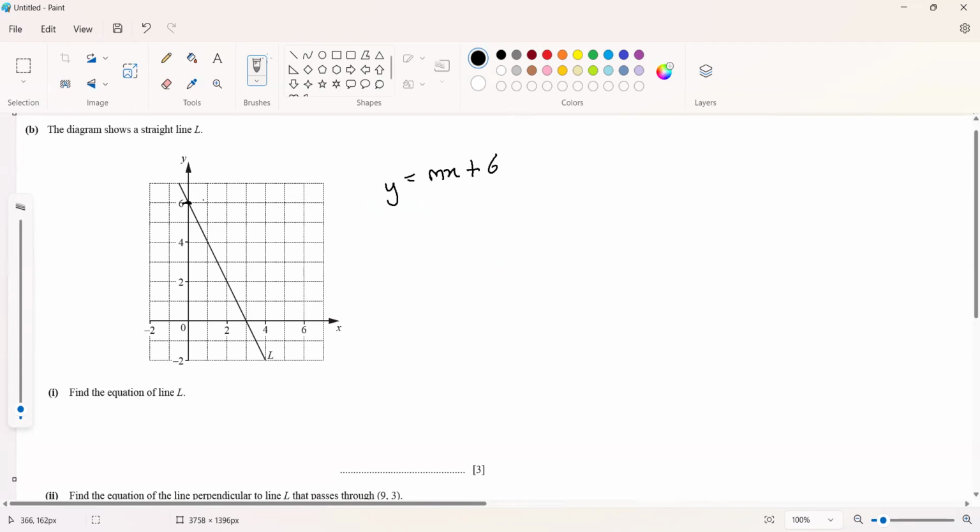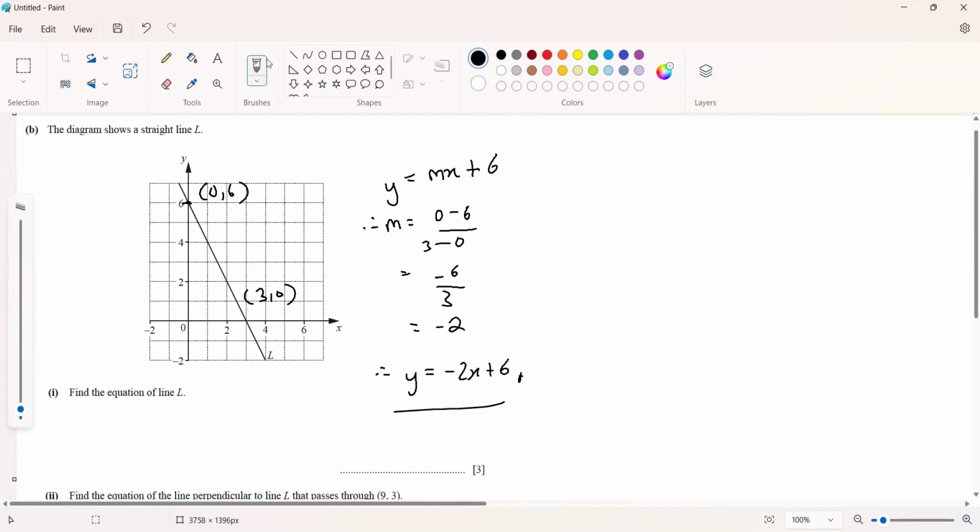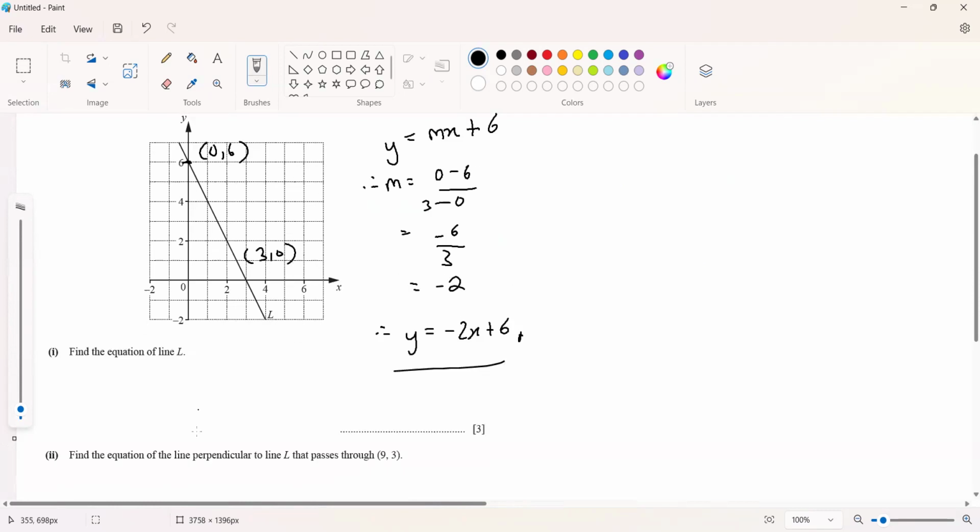To find the gradient, we need two coordinates. You can take (0, 6) here. We also can take (3, 0) here. Therefore, the gradient is (0 minus 6) over (3 minus 0), which is negative 6 over 3, negative 2. Therefore, y equals negative 2x plus 6. So that is our equation of the line.